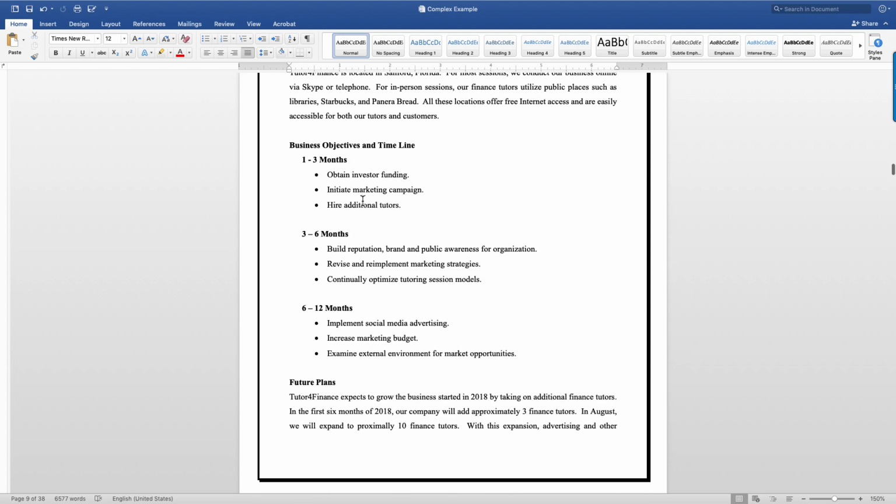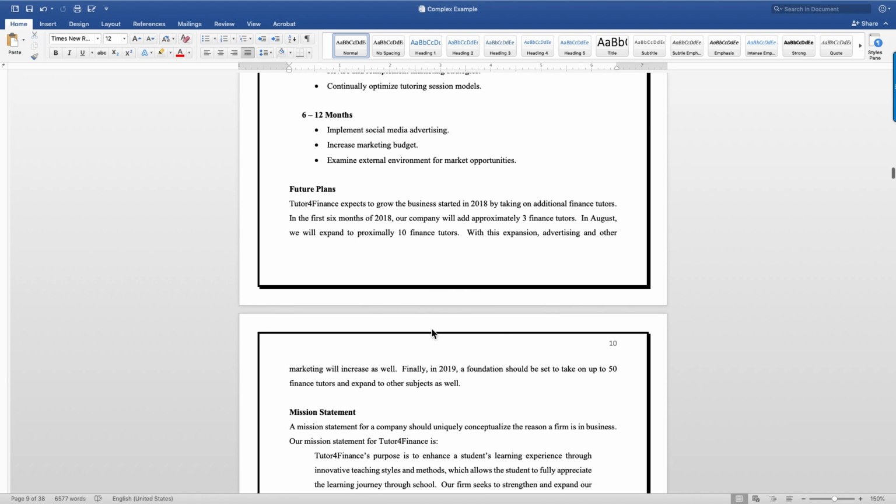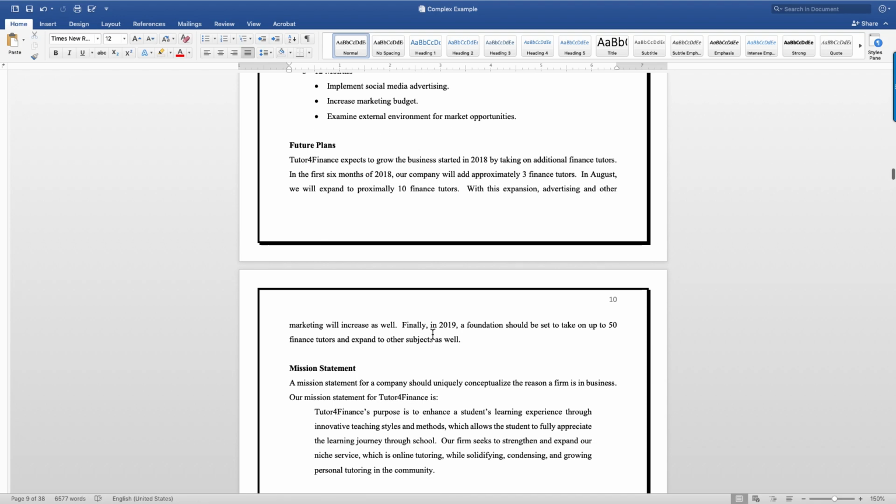And then in this section right here, business objectives. What are some objectives your company wants to reach in 1 to 3 months, 3 to 6 months, 6 to 12 months? And then we go into future plans. Where's your company going to be? Where does it want to go? How's it going to get there? So what are some future plans of the company?